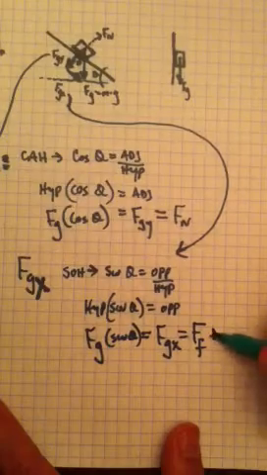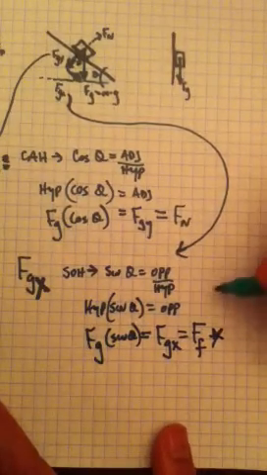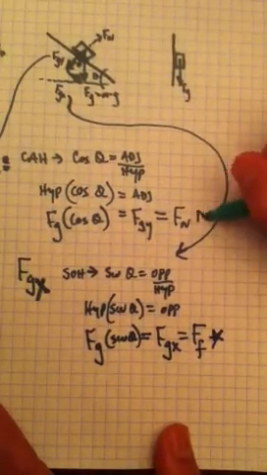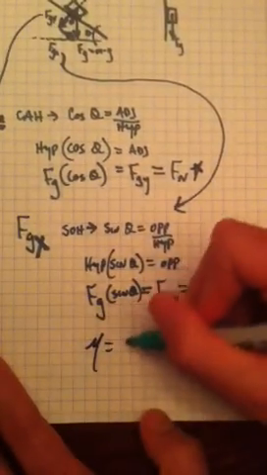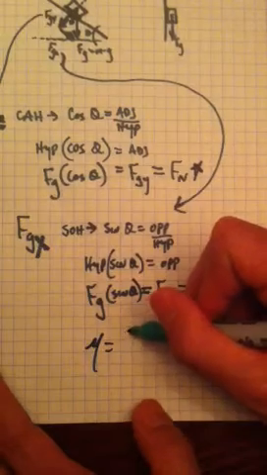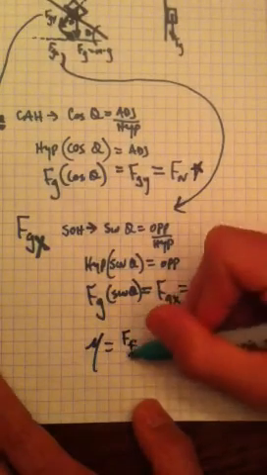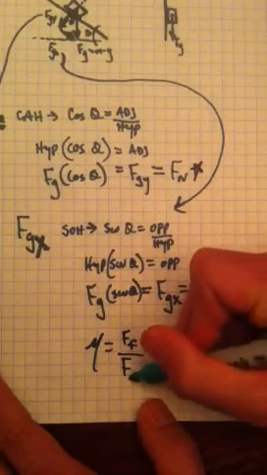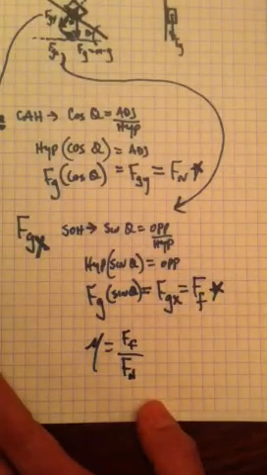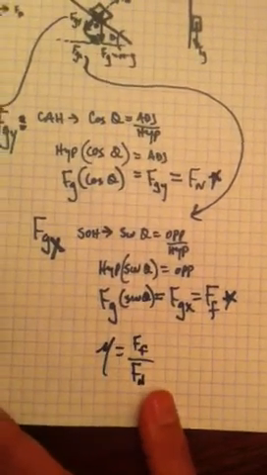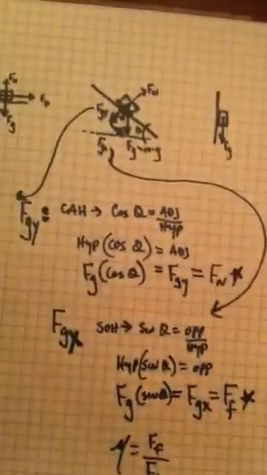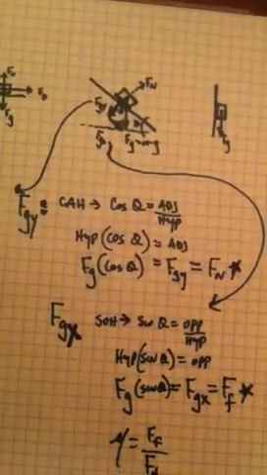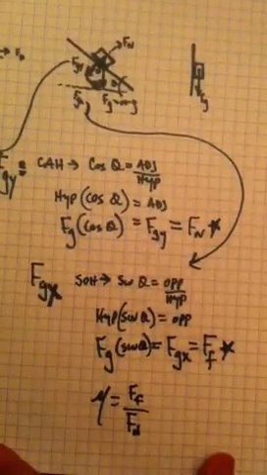Now we've got the force of friction, we've got the normal force, and we can solve for mu being force of friction divided by the normal force. And so that's how we can utilize gravity to calculate the coefficient of friction on a ramp or in 2 dimensions. That's all.